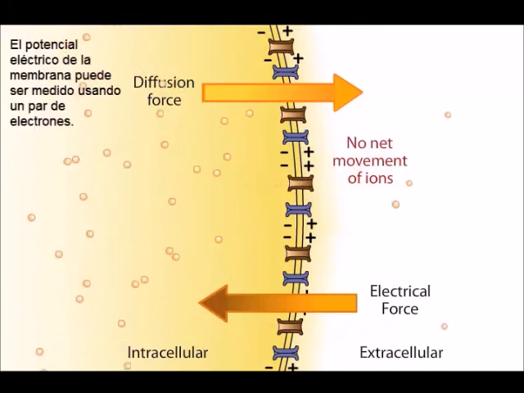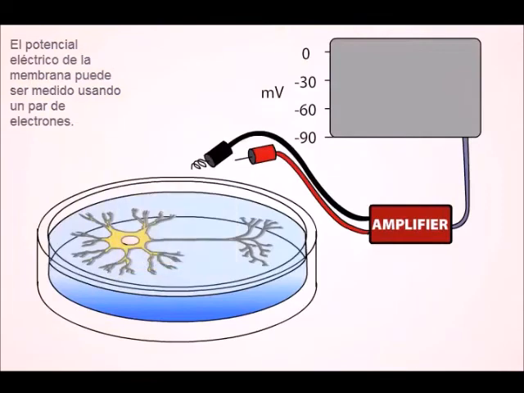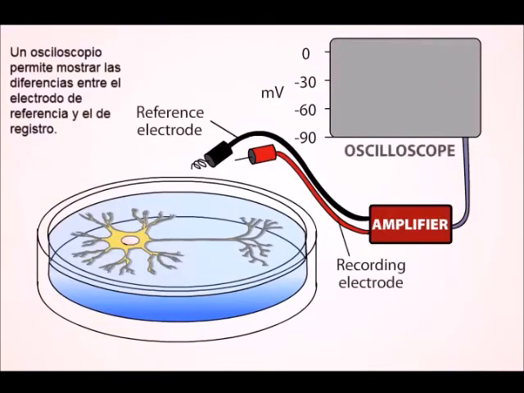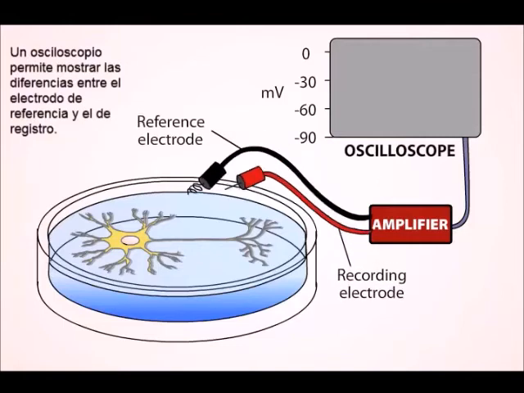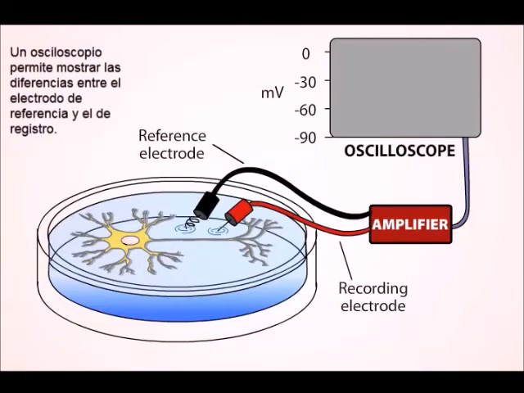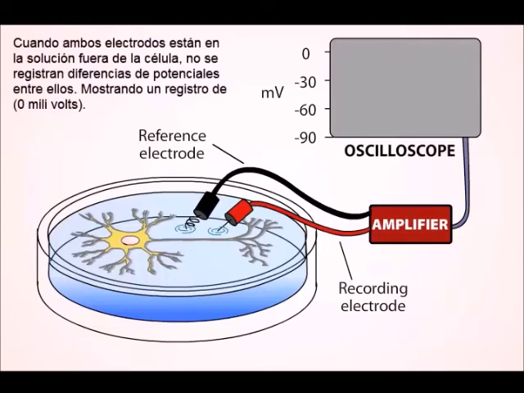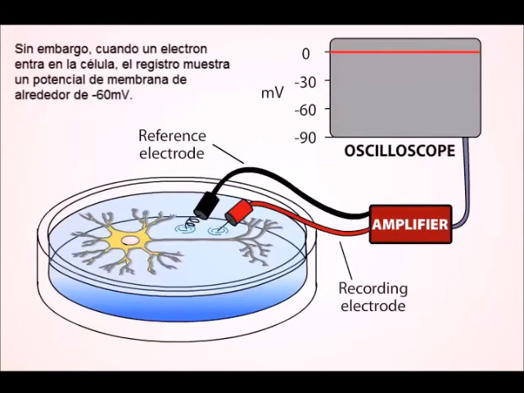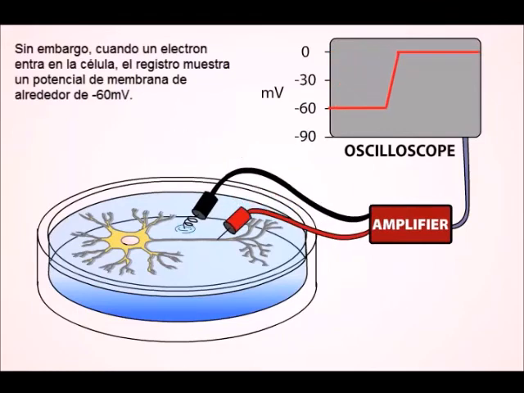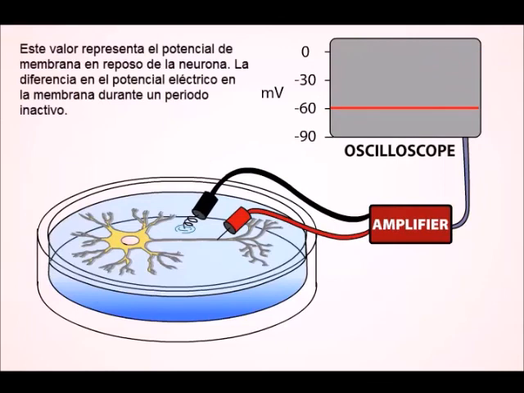The electrical potential across the membrane can be measured using a pair of electrodes. An oscilloscope is used to continuously display the potential difference between the reference electrode and the recording electrode. When both electrodes are in the bath outside of the cell, no difference in potential is measured between them, and the display registers 0 millivolts. However, when the recording electrode enters the cell, the display records a membrane potential of about -60 millivolts. This value represents the resting membrane potential of the neuron, the difference in electrical potential across the membrane during an inactive period.